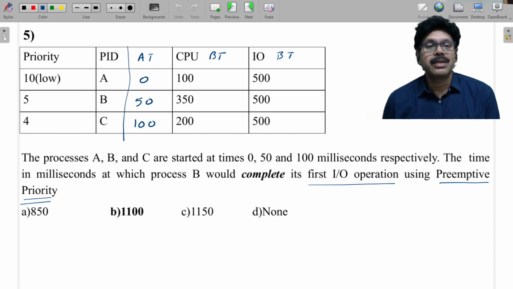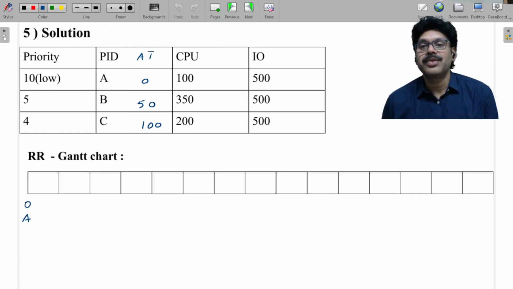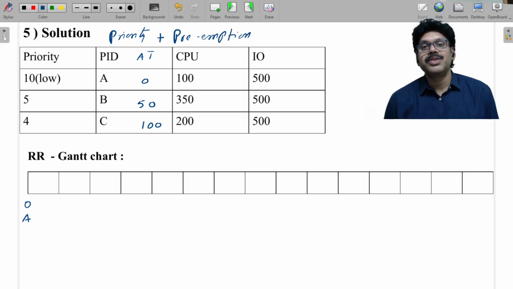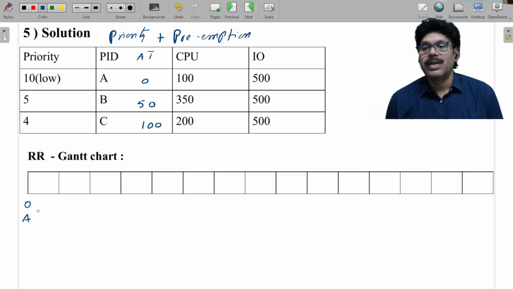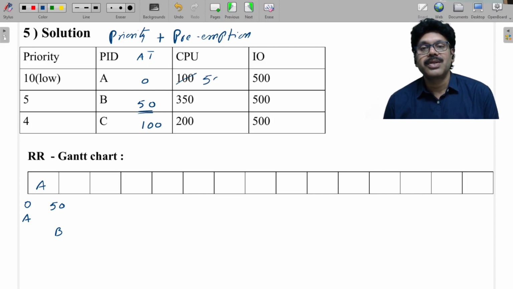This is priority with preemption. So preemption means you need to execute up to the next arrival time only. Clear? Now let us say A is executed how many times? Up to the next arrival time. At the next arrival time, process B is coming. So A is executed up to that. After executing 50 units, the CPU is balanced.